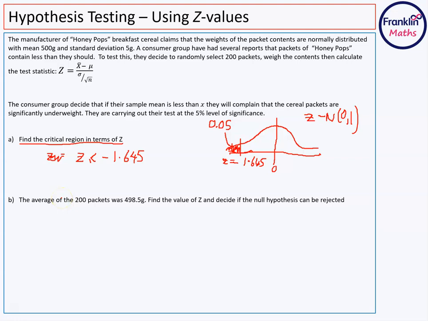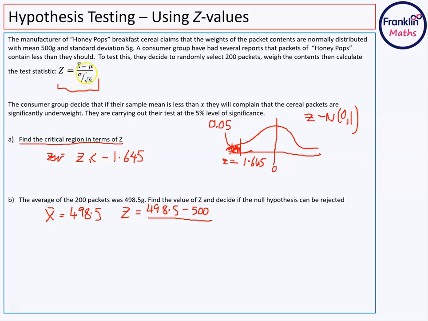Okay, so what we're going to do is we know that X bar, the distribution of the sample means, is 498.5. Now we're going to try and work out the Z value. So we're going to use this little formula up here. Let's calculate that. So Z is equal to X bar, 498.5, minus mu, which was 500. We're going to divide that by sigma.